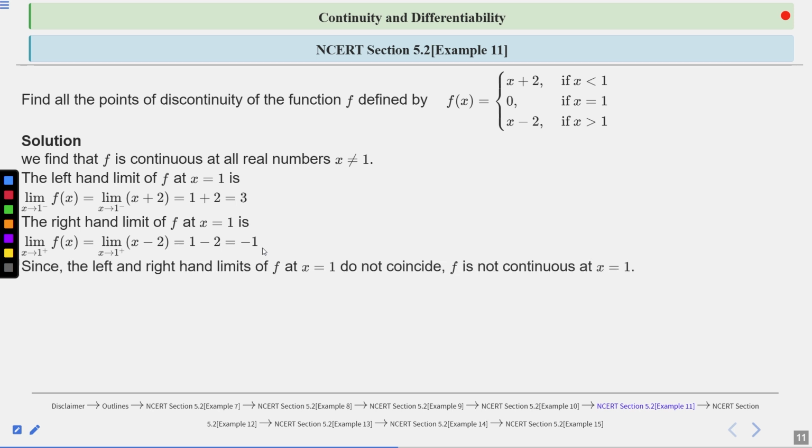Since the left hand and the right hand limits of f at x equal to 1 do not coincide, because the left hand limit is coming out to be 3 and the right hand limit is coming out to be minus 1, we can say that f is not continuous at x equal to 1, right? Hence x equal to 1 is the only point of discontinuity of the function f. Got it? Hence we can say that the function f is continuous at all the points except x equal to 1, right?